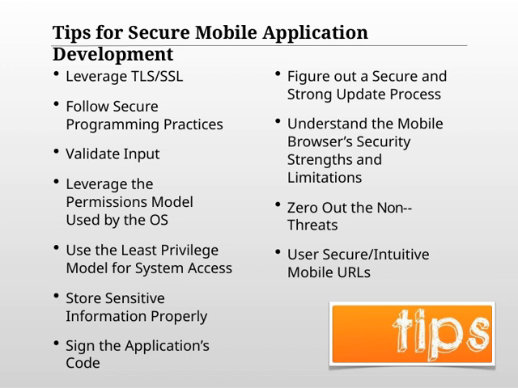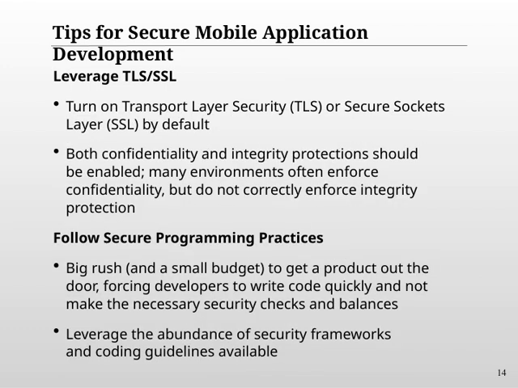Understanding the security strengths and limitations of mobile browsers is also important, especially since many apps rely on web content. Zeroing out non-threats involves clearing out unnecessary data and permissions that could be exploited. Lastly, designing URLs that are secure and intuitive helps users trust your app and prevents phishing or man-in-the-middle attacks. All these tips tie together to create a comprehensive approach to developing mobile apps that are not only functional, but also resilient against threats. Let's dive into some practical tips for secure mobile application development.